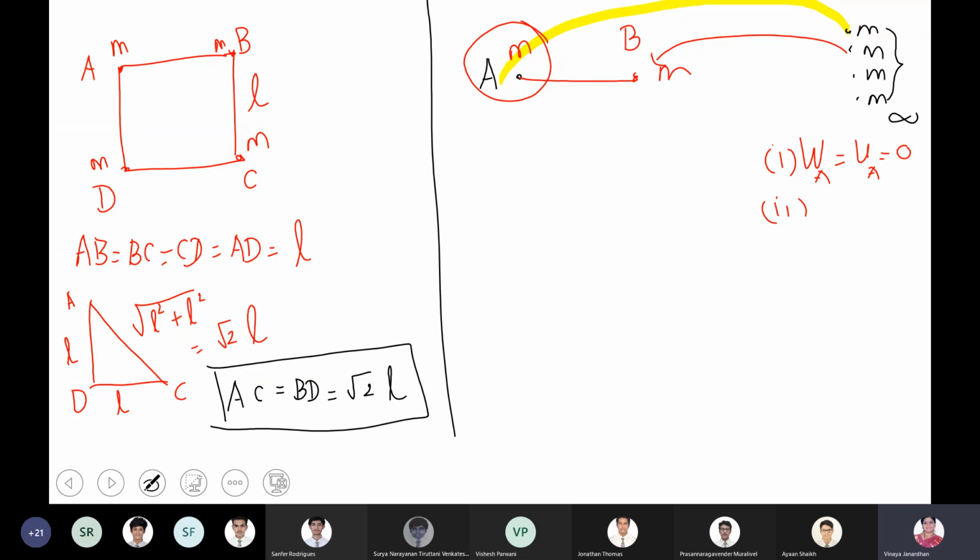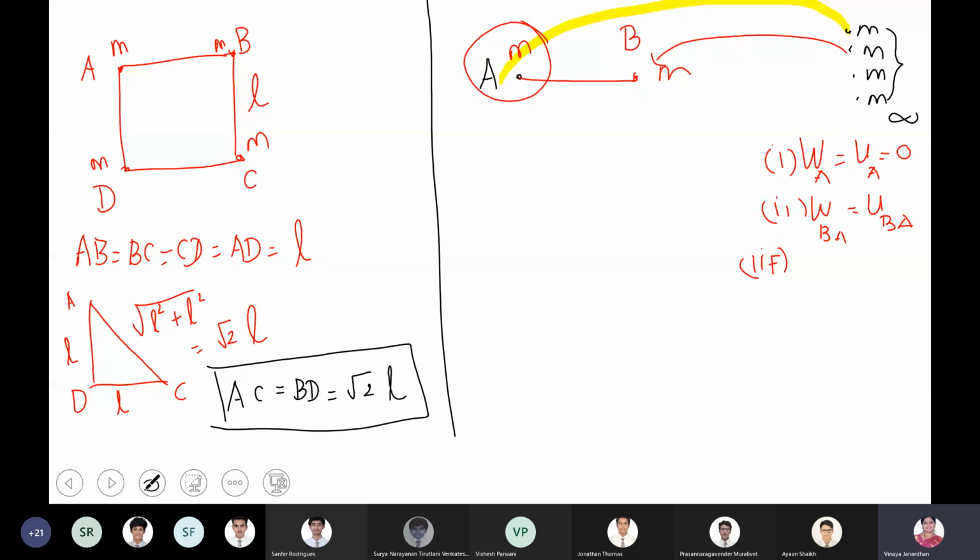Now you are bringing another mass from infinity to point B. So whatever work you do, there is a field that will apply a force. You're moving, there is a displacement, there is a force, then there will be a work done. So what is the work done? That work done will be stored as the energy in the body at point B. So let me put it as UBA.